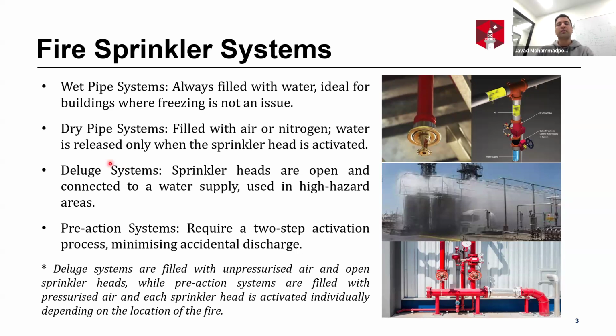So the deluge system is used for high-rise buildings or industry. The sprinkler heads are open and connected to a water supply, and they are used for high hazard areas. I think this system is familiar to all of you, and you have seen it, for example, on campus or close to a high-rise building.